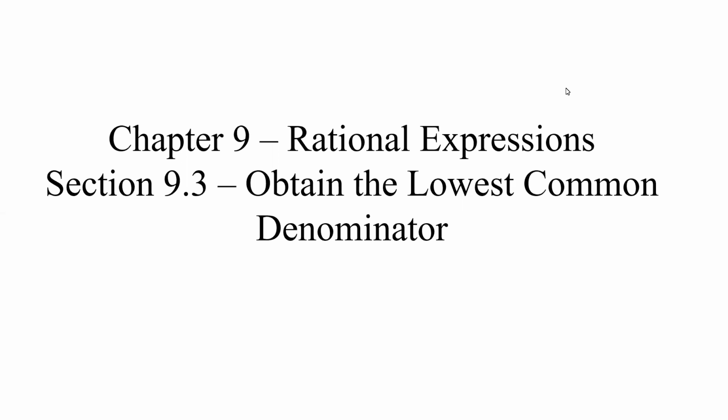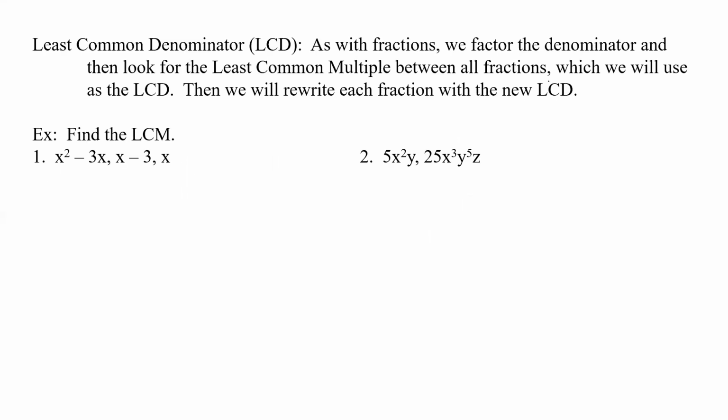Today we're going to look at Section 9.3. We're going to obtain the lowest common denominator. So the least common denominator or the lowest common denominator, the LCD, works as with fractions. Basically, we're going to factor the denominator of each of the fractions and then look for the least common multiple between all fractions, which we'll then use as the LCD. Then we're going to rewrite each fraction with that new LCD.